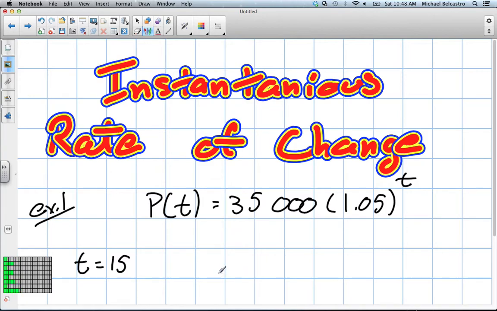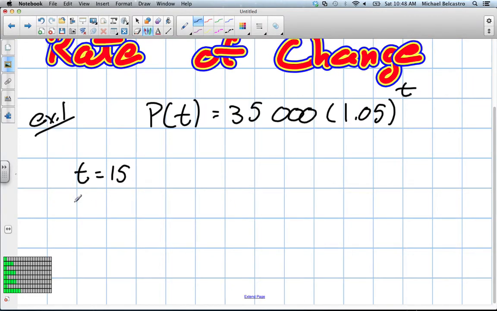Because this is an instantaneous rate of change, we're not using calculus for this question. We're going to talk about some methods to go about estimating it. One way they've gone about estimating it is to find the average rate of change, which is what we did the other day, between t when it's 14 and t when it's 15.